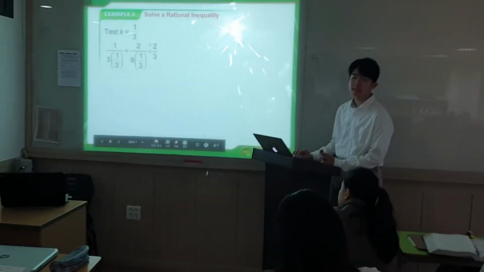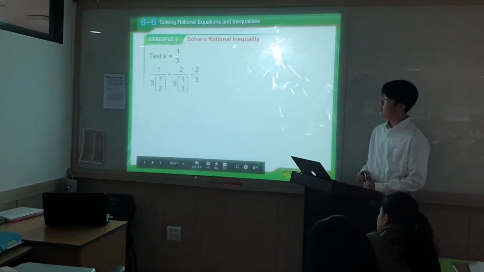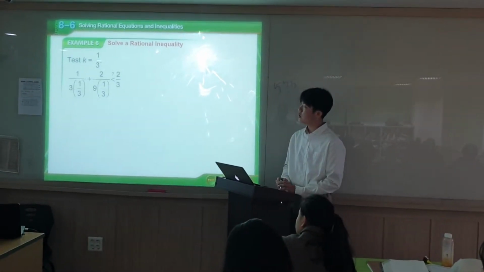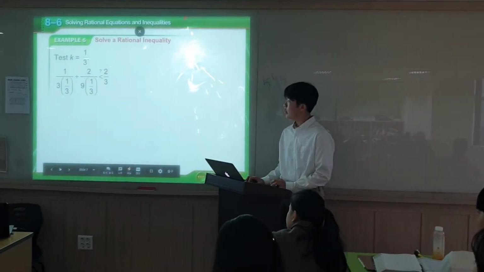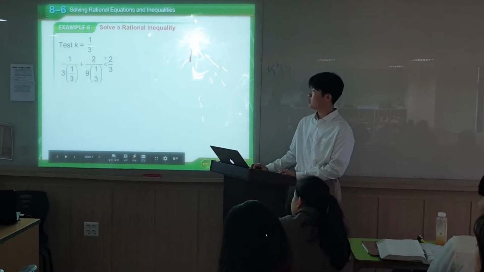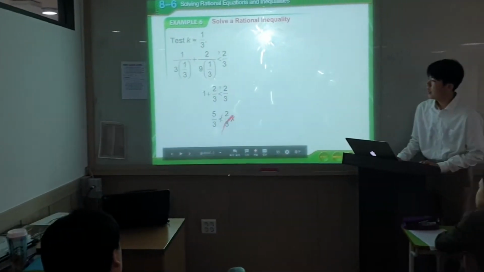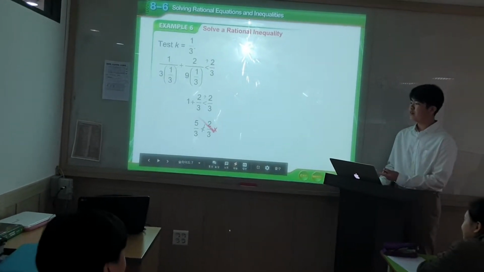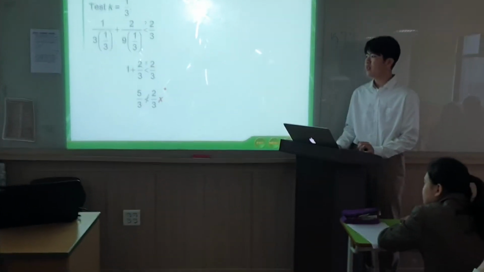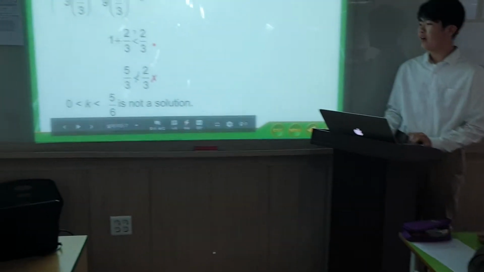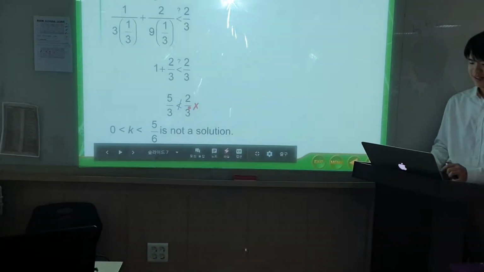And this time we're going to test 1/3. Same thing we did on the previous page, you just have to input 1/3 for all the k values here. I don't think I need to do the calculations because it's pretty self-explanatory. And in this case, 5/3 is not smaller than 2/3, so we could conclude that this region is not a solution.